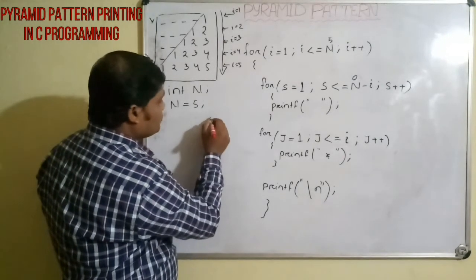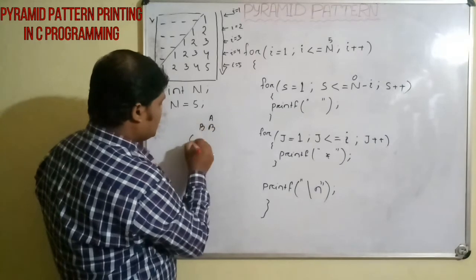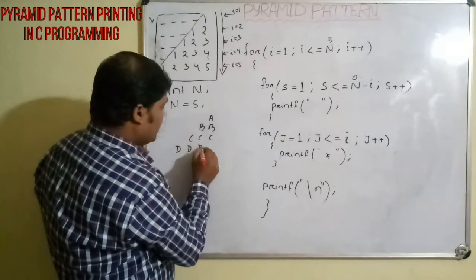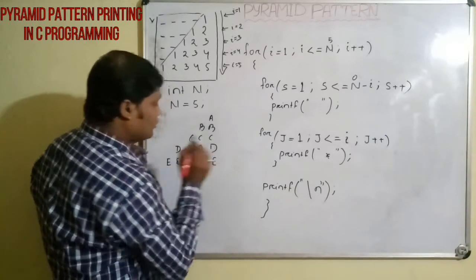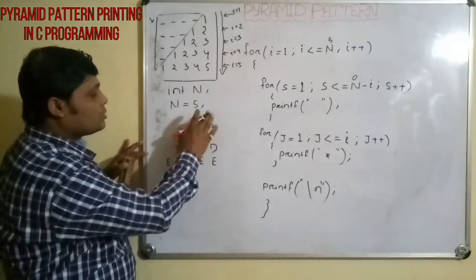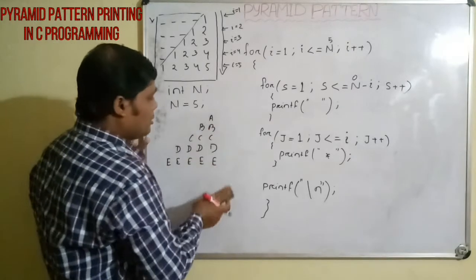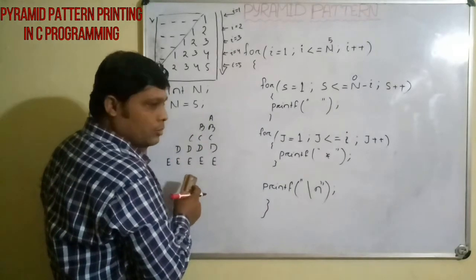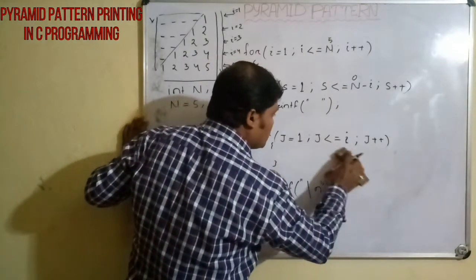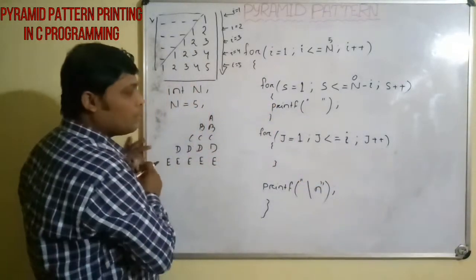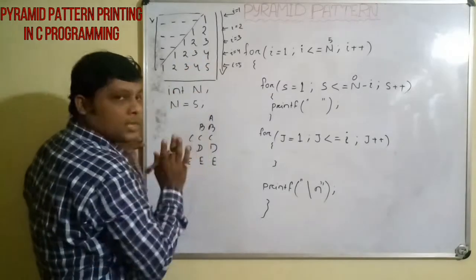Suppose it is given A, B, B, C, C, C, D, D, D, D, then E, E, E, E, E. Now you can see these are the character constants, so we have to take one character type variable. Clear? This type of AB pattern we have discussed in previous videos, different patterns with AB. So we have to take one character variable and we have to change in this printf line, because we need not change the loop, because the pattern is same.